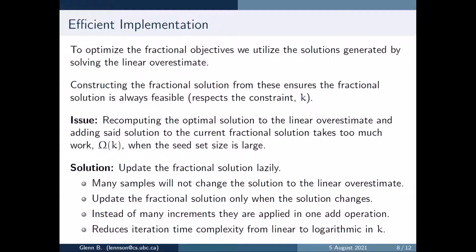An issue that arises is that we need to keep the computation cost of updating the fractional solutions down. This is because the computation cost of constructing one reverse influence sample may be very cheap, much less than order k. To improve the iteration efficiency, we develop a lazy way of updating the fractional solution that involves writing down to the fractional vector only when the solution to the linear overestimate changes. Doing this, we can reduce the worst-case iteration complexity down to having only logarithmic dependence on k. In practice, it is actually much less than this, to the point that the running time is dominated by the time needed to generate the reverse influence samples.